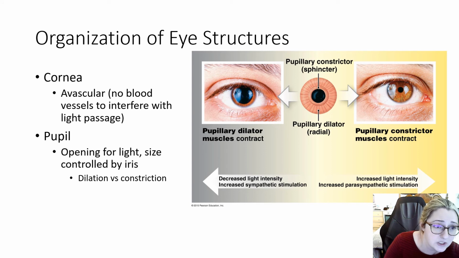A few organizations of eye structures and how they work, very briefly. You have the cornea, again it is avascular, and the pupil. This is more important to me than that little bit about the cornea. The pupil changes shape, which allows more or less light to come into the posterior cavity of the eye. Dilation of your pupil is the blowing out of the pupil, becoming really, really big.